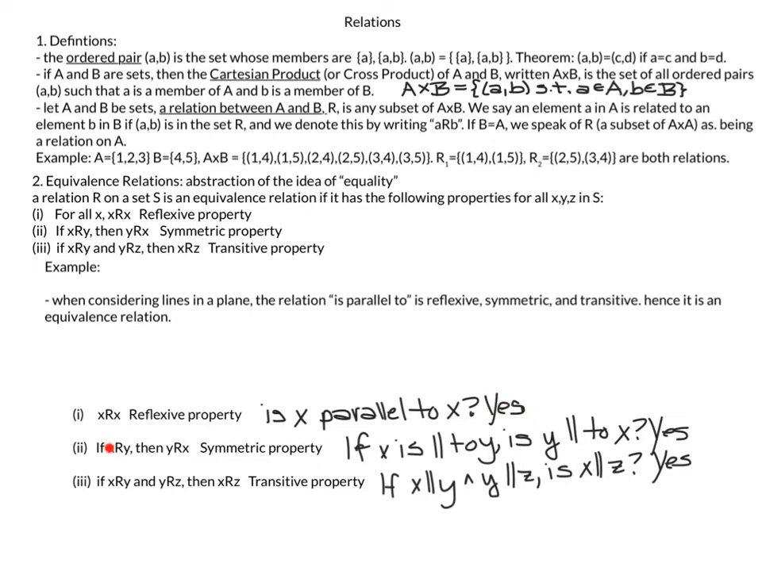So if x is parallel to y, then is y parallel to x? So if x is parallel to a line y, is the line y parallel to the line x? And the answer is yes. So it's symmetric. Last, transitive: if x is related to y and y is related to z, then x is related to z. So if x is parallel to y and y is parallel to z, is x parallel to z? And the answer is yes.